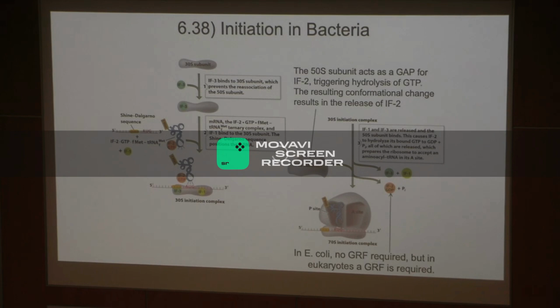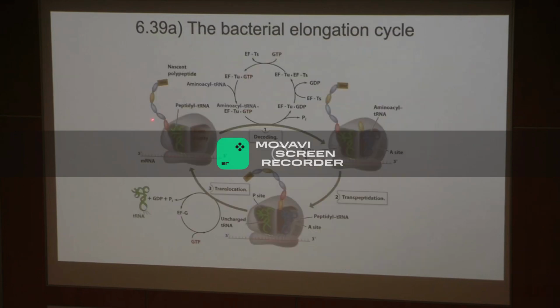Now we have a tRNA bound in the P site. The A site is empty. Now we need to begin elongation. The first step in elongation is we need to bind an aminoacyl tRNA in the A site. So here's the aminoacyl tRNA. It forms a complex with EF-Tu, which is this GTPase. And the EF-Tu essentially delivers the aminoacyl tRNA to the A site.